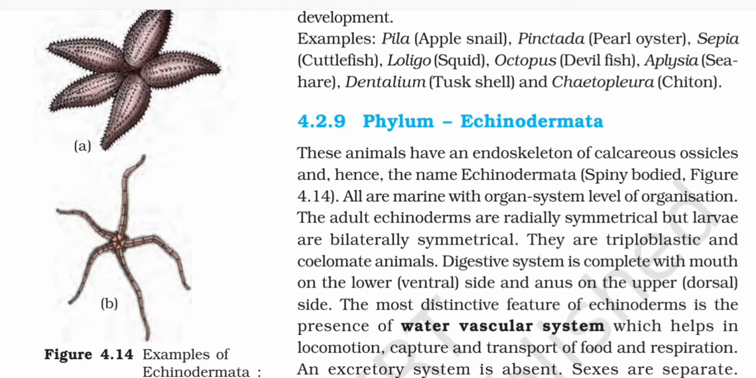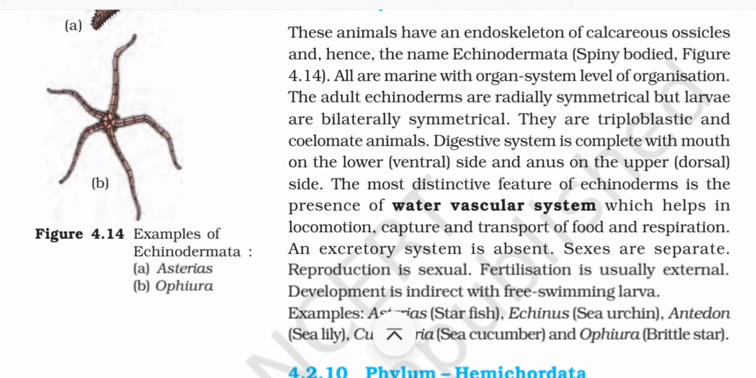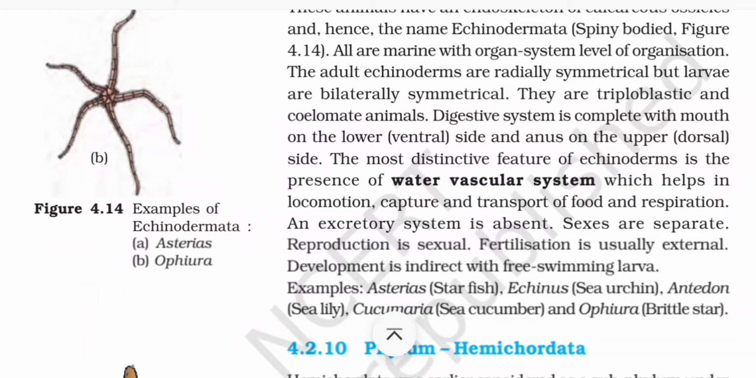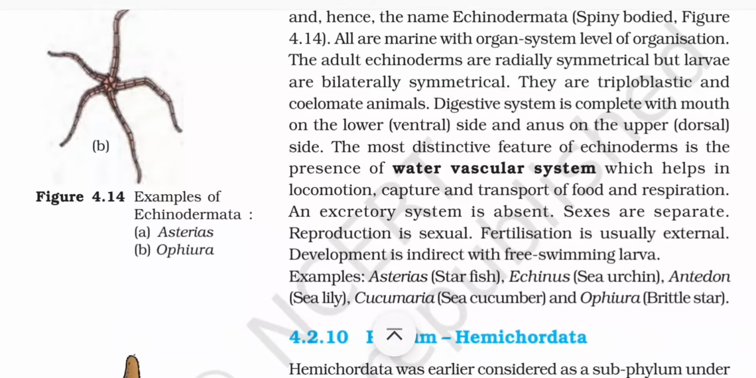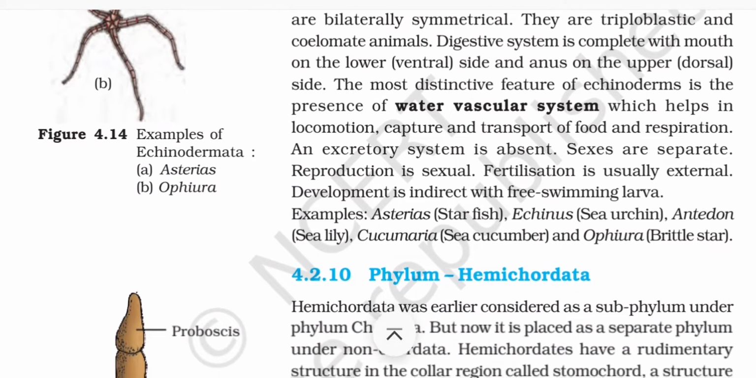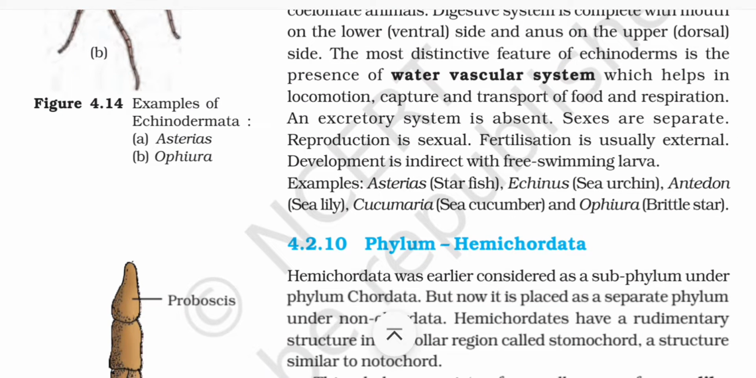chiton. 4.2.9 Phylum Echinodermata. These animals have an endoskeleton of calcareous ossicles and hence the name Echinodermata, spiny bodied, figure 4.14. All are marine with organ system level of organization. The adult echinoderms are radially symmetrical but larvae are bilaterally symmetrical. They are triploblastic and coelomate animals. The digestive system is complete with the mouth on the lower ventral side and anus on the upper dorsal side.